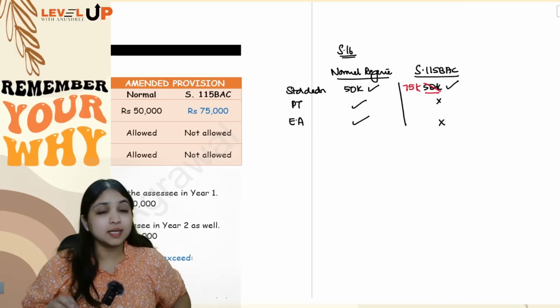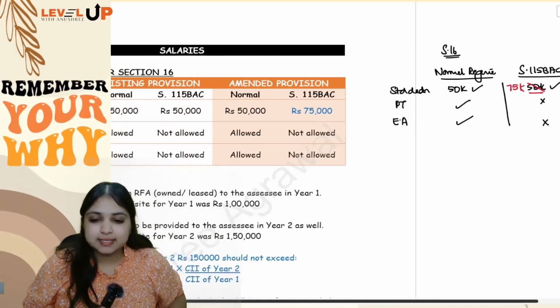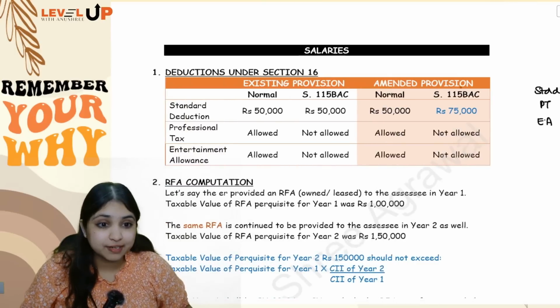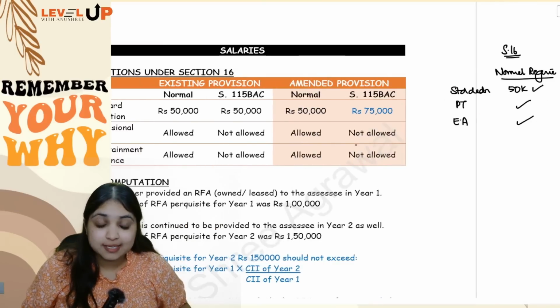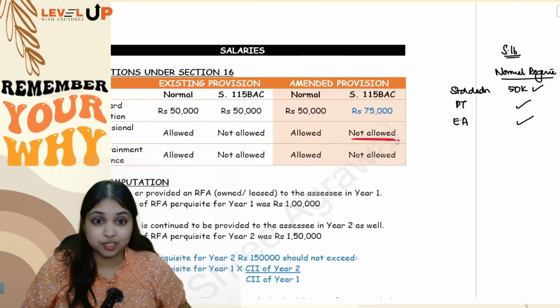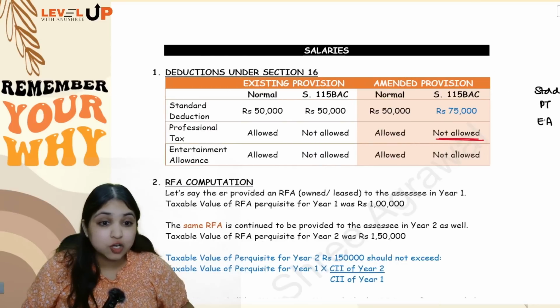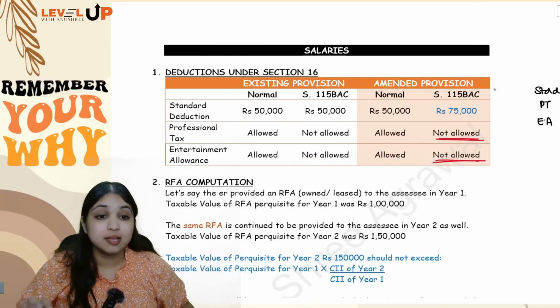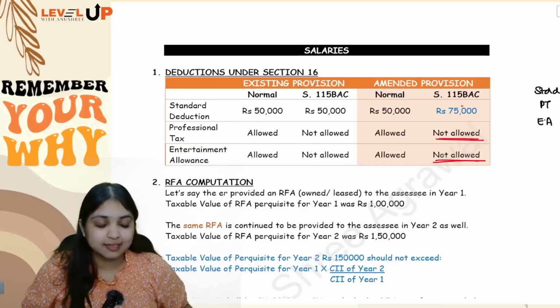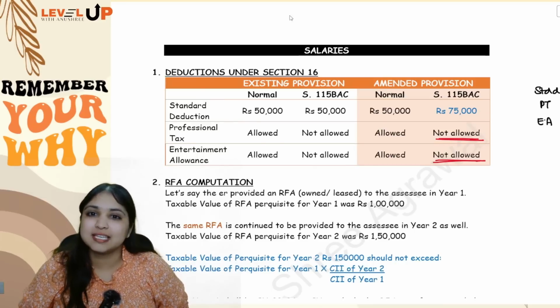That's all. Understood, everybody? So if my assessee is following section 115 BAC, even now assessee will not get professional tax deduction. Even now assessee will not get entertainment allowance deduction. But standard deduction he will still get. But instead of 50,000, he will get 75,000.